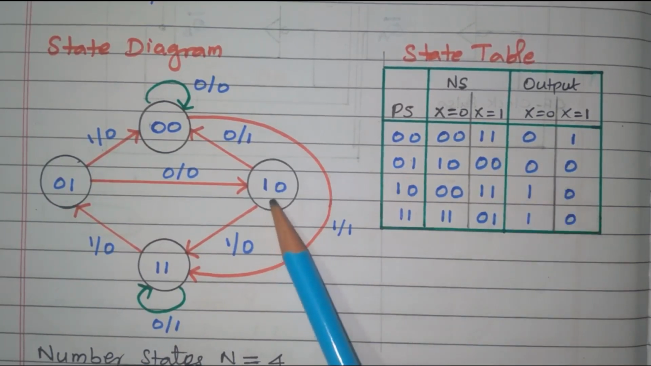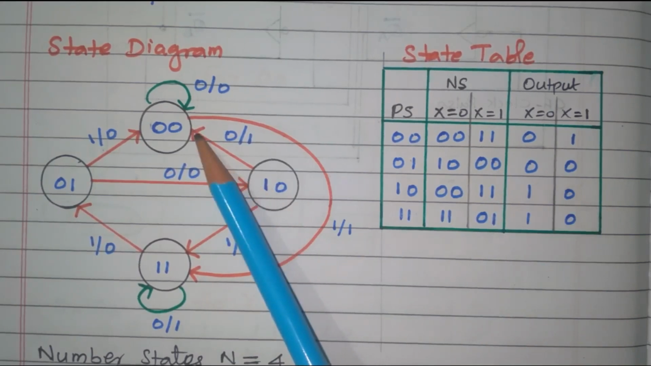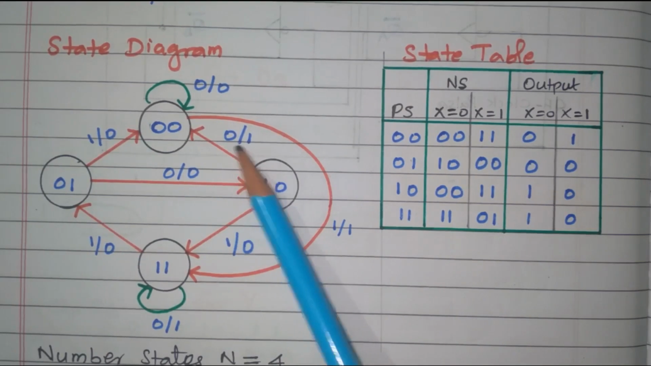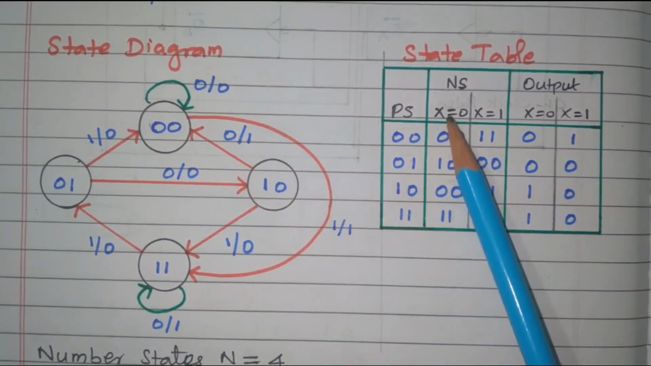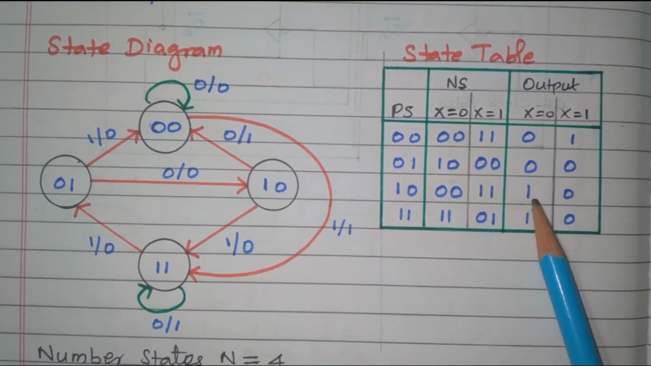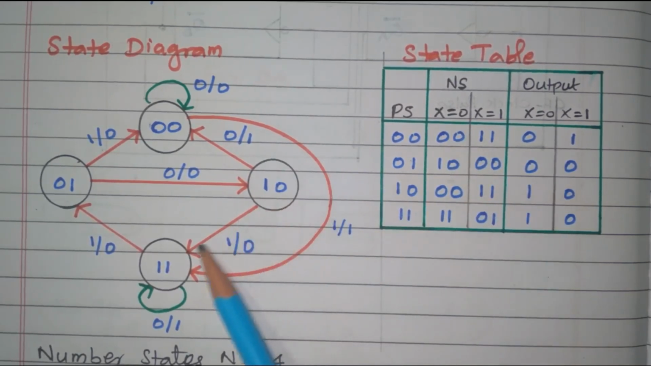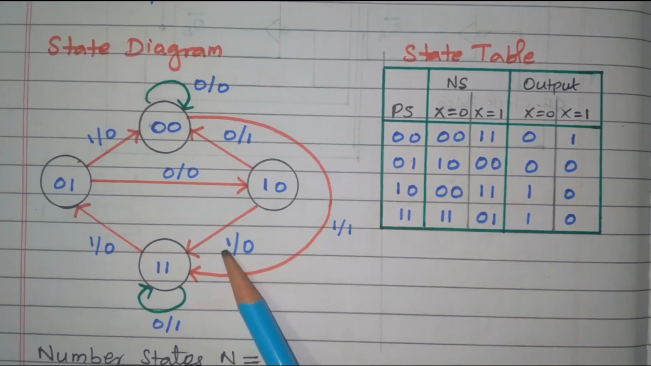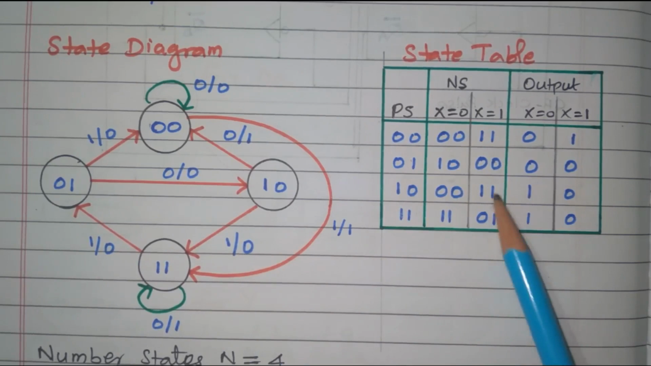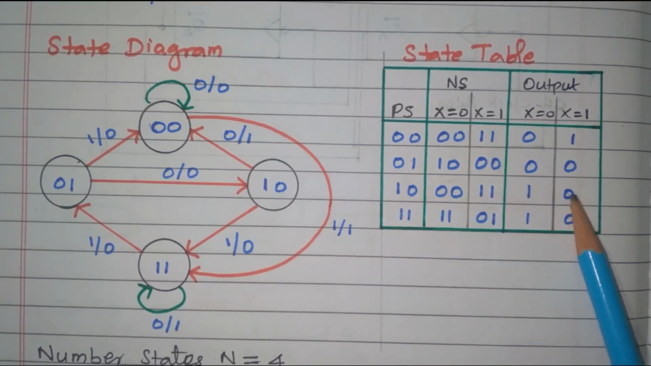Right. Next, we will take 10. See this, 10 goes to 00. For input 0, output is 1. This 10 goes to 11. What is the input? Input is 1, output is 0.